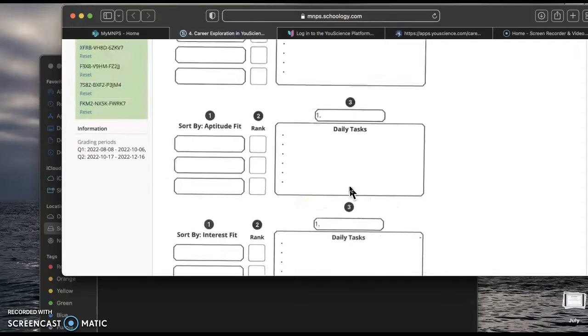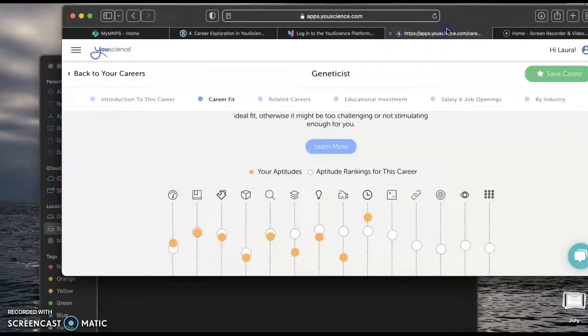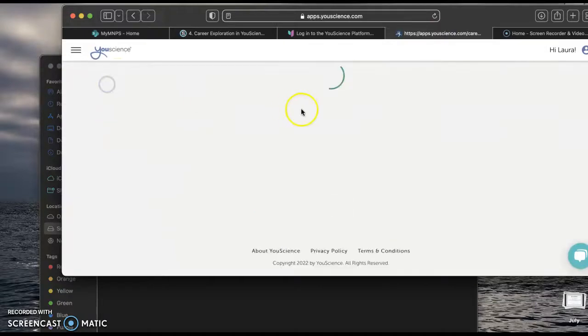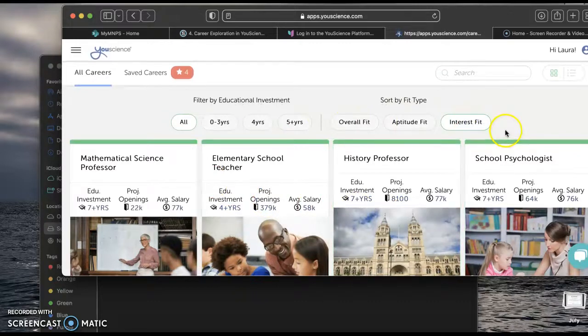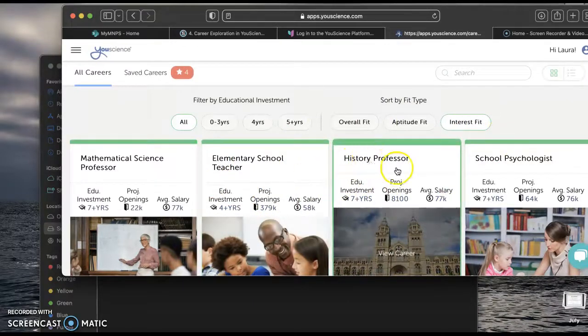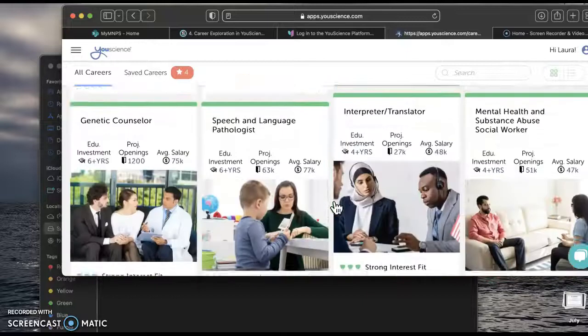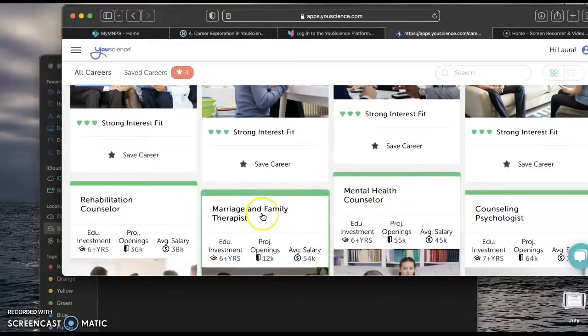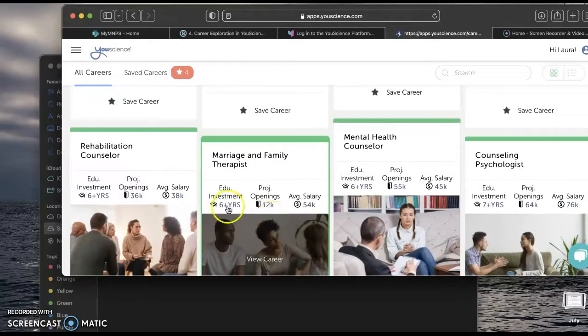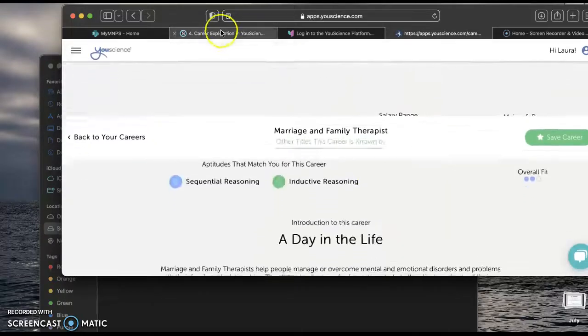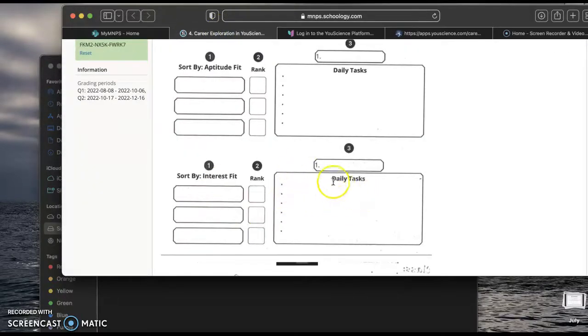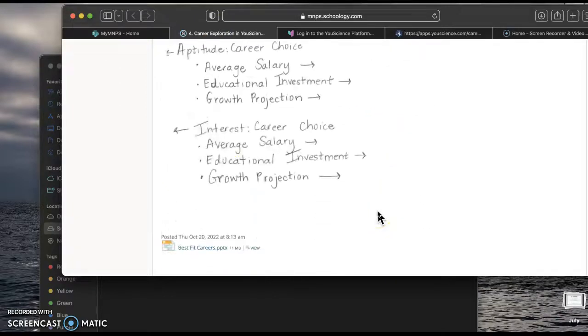Finally, you'll do interest. So you'll click on interest. Back to careers. And these are the careers that match based on what I said I would like to do. And again, it doesn't mean that you said you want to be a history professor, but if you like certain things, that will be that. So I'm going to pick 3 careers out of here, rank them, and then pick one and answer these questions and write 3 things about what I'd be doing in that job. Like it says here. It does not say 3 things here. That's that. Then I'll flip to the back, put the average salary, education investment, and growth projection.